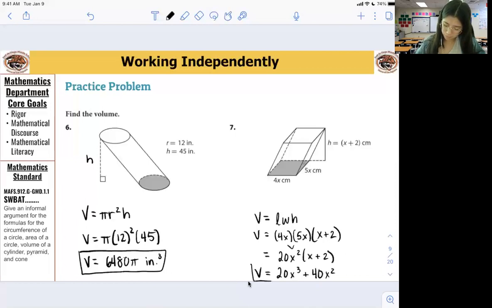Oh, and the units are? We still have units. If it was a 4, you would just say to the power of 4. Good, Janelle's units are centimeters cubed.